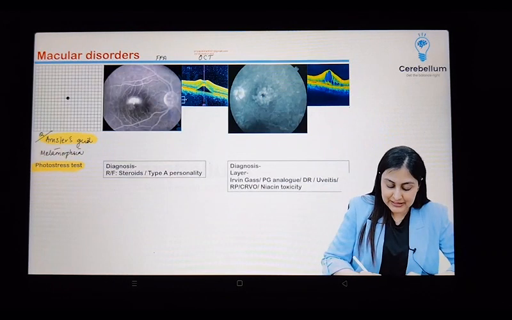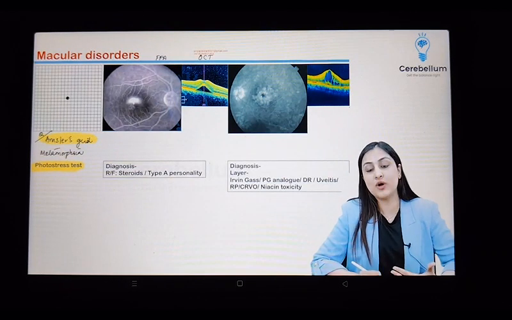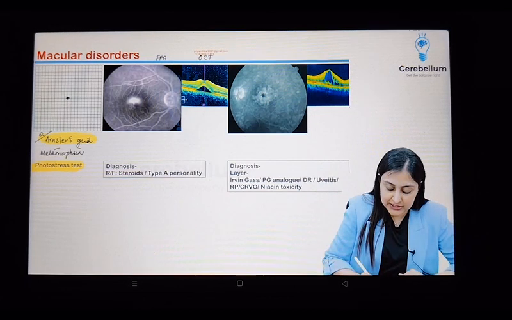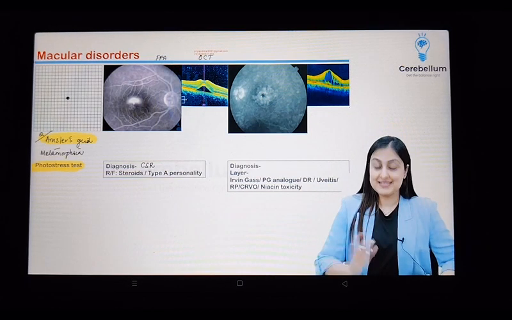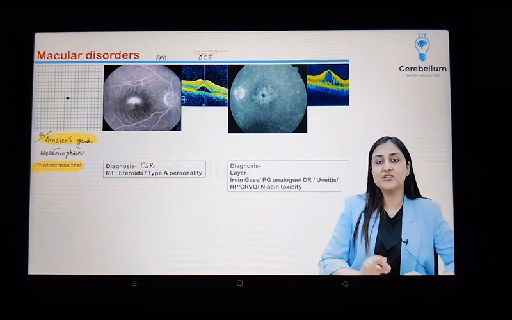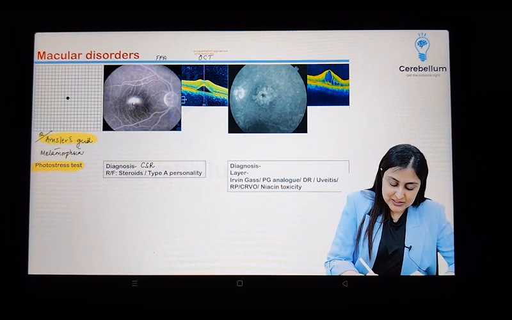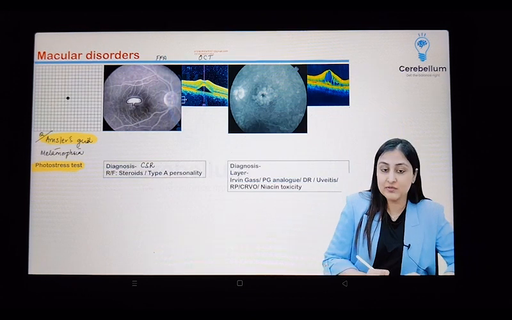The first one is where they'll tell you that the person is either on steroids or has a very stressful life, like a type A personality. What we are dealing with is central serous retinopathy, a breach of the outer blood retinal barrier. What you see on FFA, can you see this very nice mushroom or inverted umbrella here?